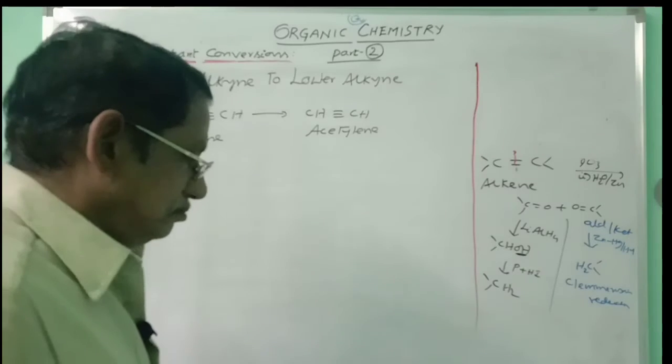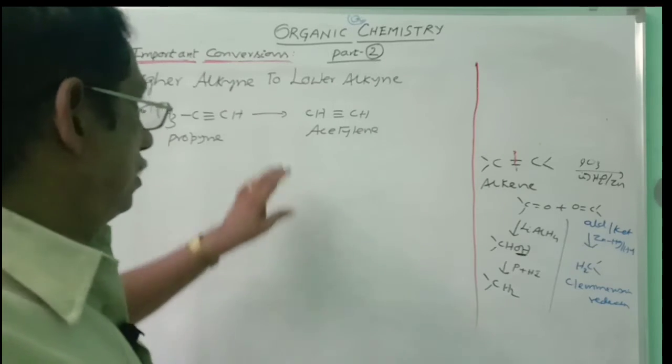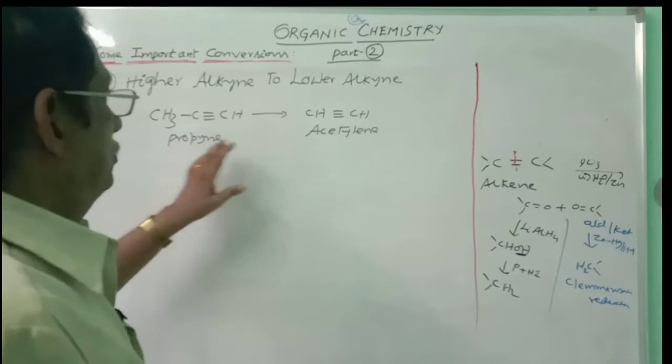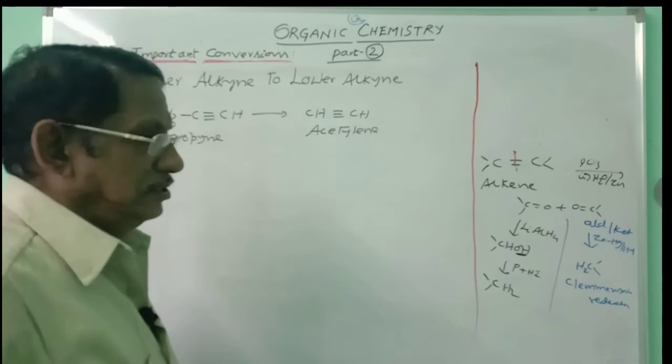Next one, 12th one. Higher alkyne to lower alkyne. Descending series once again. Propyne to acetylene or ethyne. One carbon is to be reduced.